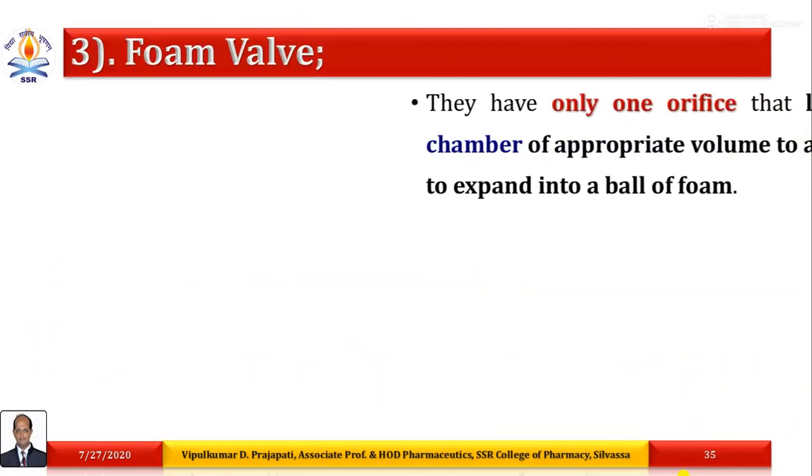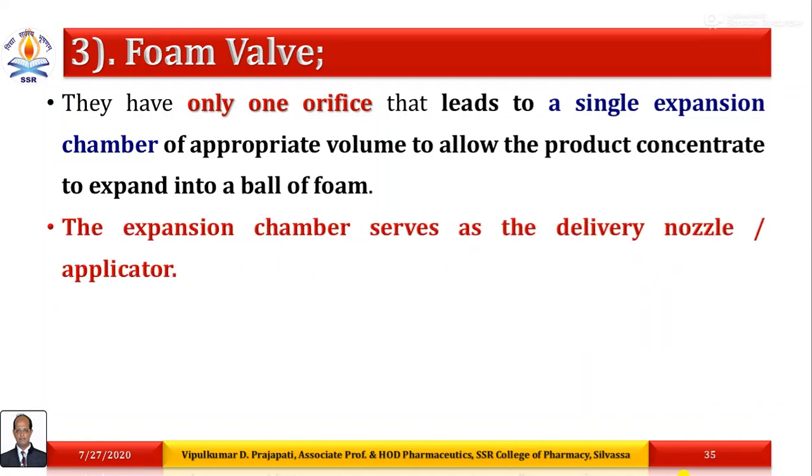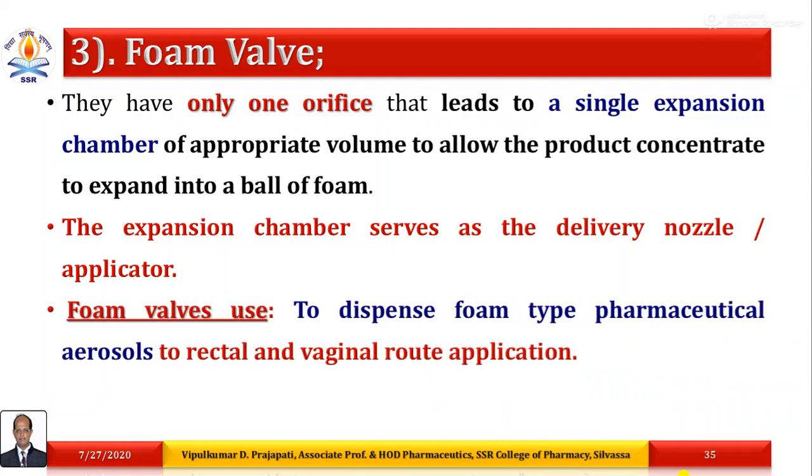The third type of valve is the foam valve. They have only one orifice that leads to a single expansion chamber of appropriate volume to allow the product concentrate to expand into a ball of foam. The expansion chamber serves as the delivery nozzle or applicator. These types of valve are used to dispense foam type pharmaceutical aerosols for rectal and vaginal route application.